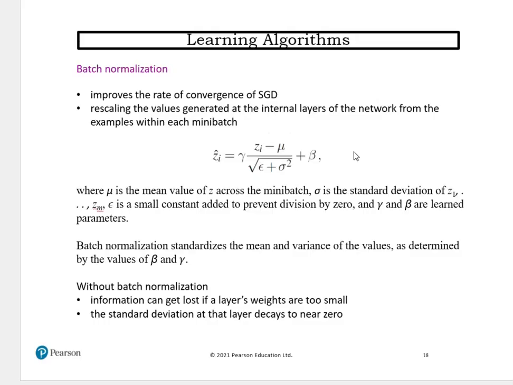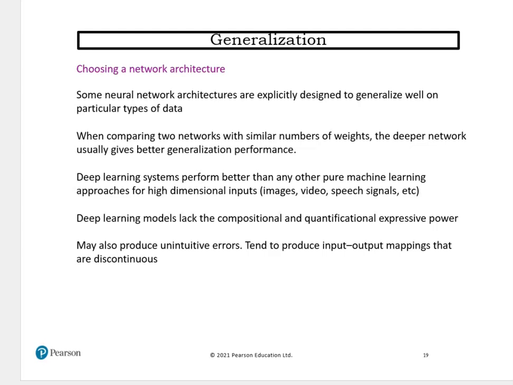Now we discussed many types of neural network layers: fully connected layers, convolution layers, pooling layers, normalization layers, and so on. Now, your task then is to choose a network architecture.